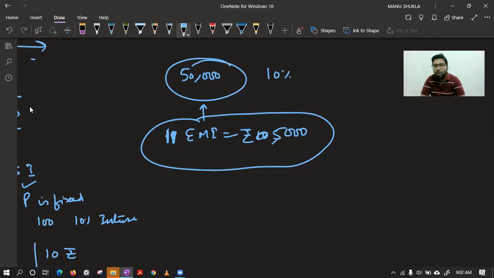So what happened is you took 50,000 rupees from the bank and how much is the bank taking back? How much money? Please tell me, class. You have taken 50,000 rupees from the bank and how much is the bank taking from you in return? 55,000, because there are 11 EMIs of 5,000 each. The bank is taking that back.